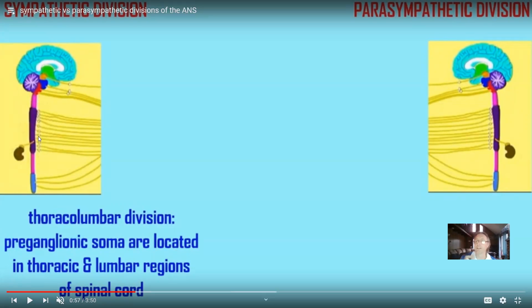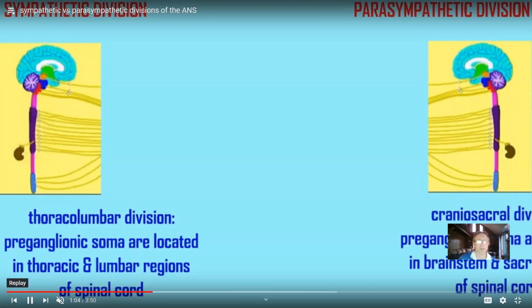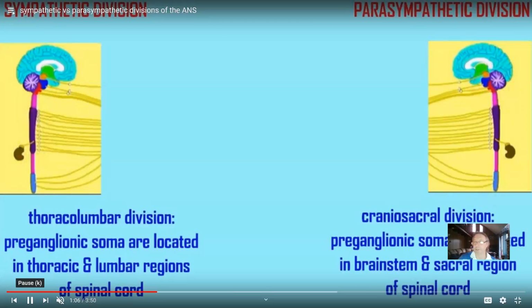So remember that there are these two neurons. Where does the first neuron start? Well, for the fight or flight mode, the sympathetic division, the preganglionic soma is in the thoracic and lumbar sections of the spinal cord. So it's also called the thoracolumbar division.